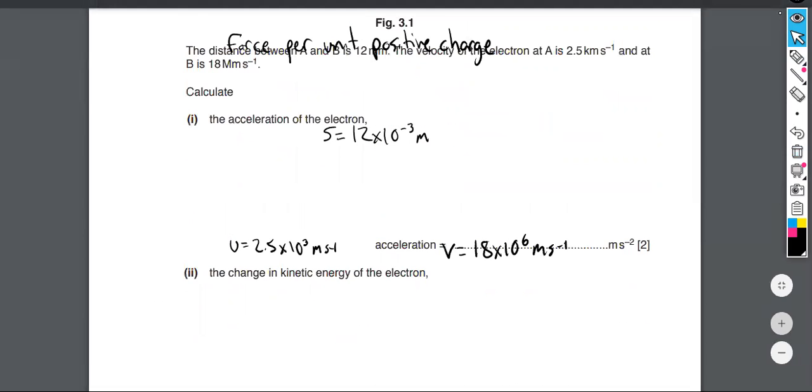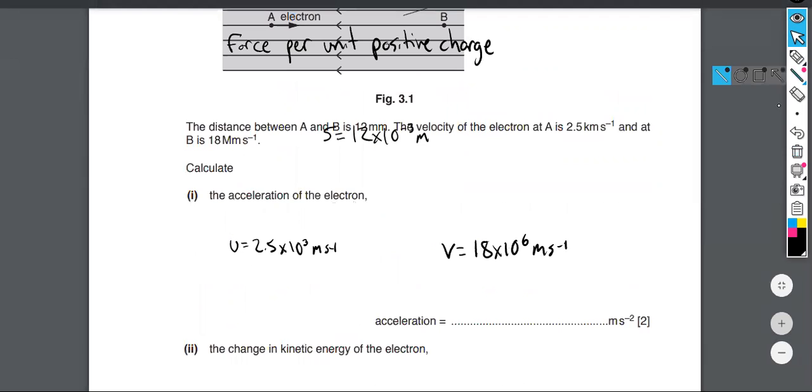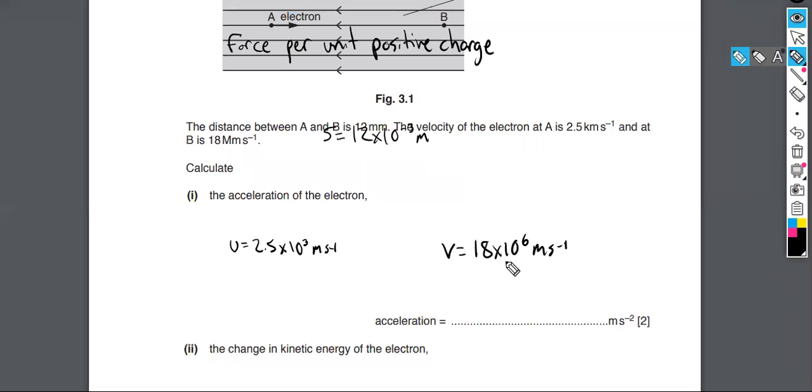Trying to calculate the acceleration of the electron. If we know that the displacement is 12 millimeters, and the initial and final velocities are given here, then perhaps the easiest path to the solution is v squared equals u squared plus 2as, because we're solving for the acceleration and we're given the displacement and the initial and final velocity. We're not told how much time it's going to take for the electron to travel from A to B, but we could calculate that if we really wanted to.